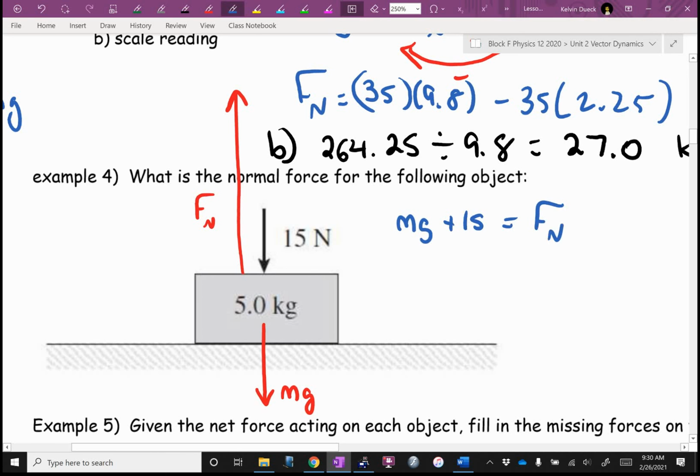There's the equation to calculate the normal force for this situation. But I'm not putting that on my formula sheet, because if you add extra forces, it's going to change. So it's going to be 5 times 9.8 plus 15. I can do that in my head. It's going to be 49 plus 15, 64. Double check me.